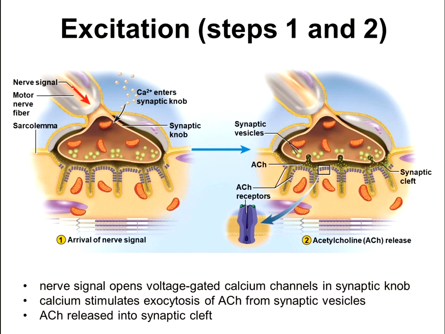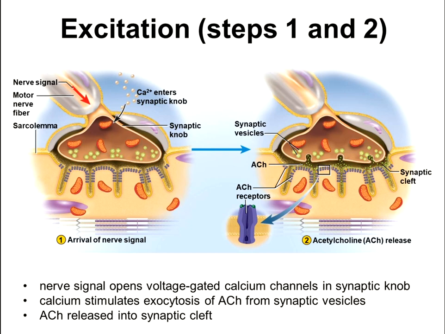So now we're going to look at those steps in depth. Here you have a picture. You have lots going on. You see your synaptic knob here. You can see the motor nerve fiber coming in. The nerve signal is designated by the red arrow. You see the sarcolemma. You see the infolds. You see all the things we just discussed. So the first step in excitation is that a nerve signal is arriving and basically saying, hey, we're ready to stimulate.